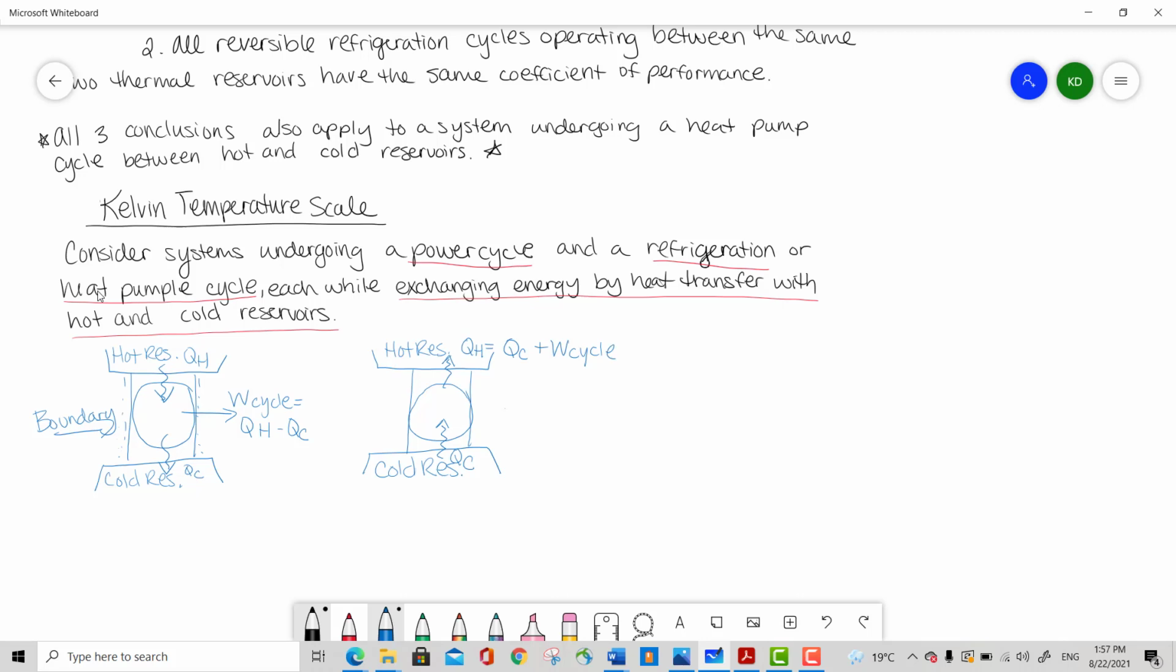And then you have just the opposite. You have work coming in, right? And so you have QH minus QC. And again, this is just your boundary. And why is it the opposite? We've kind of gone over that, and this takes into account the Kelvin-Planck statement and these other statements of the second law, so that heat naturally flows from hot to cold, right?